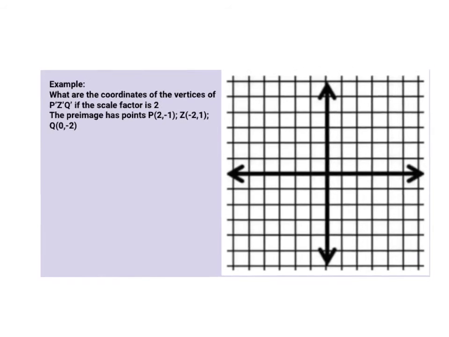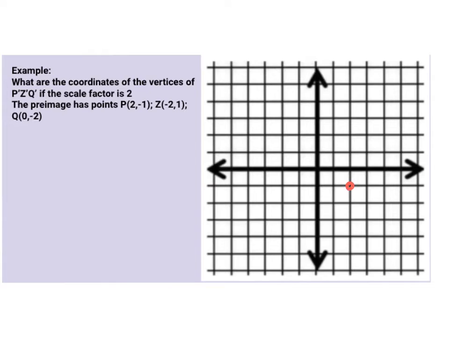So (2, -1), there's P. Z is at (-2, 1), and Q is at (0, -2). So here you can see that we have this triangle, and it has a scale factor of 2. So just like last time, we're going to take each of the points, and we're going to multiply each x and y value by 2.